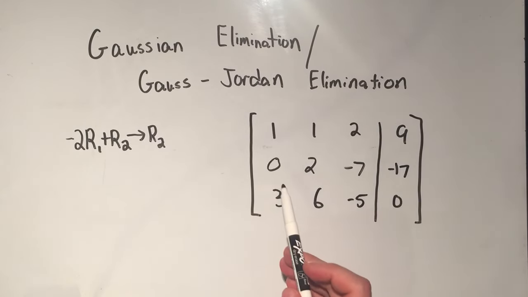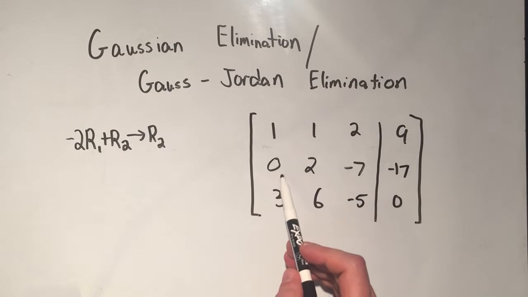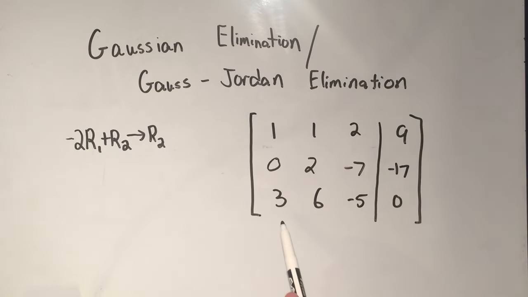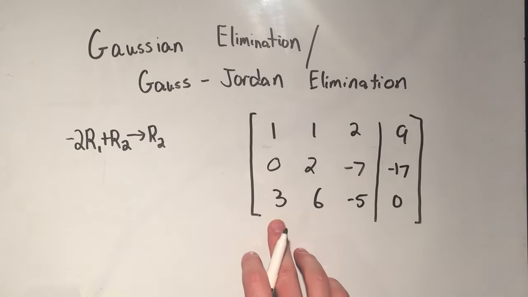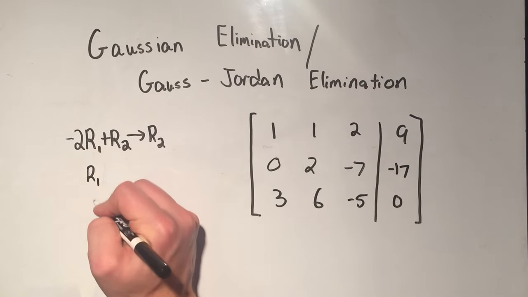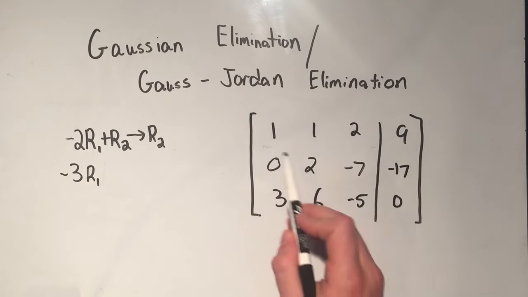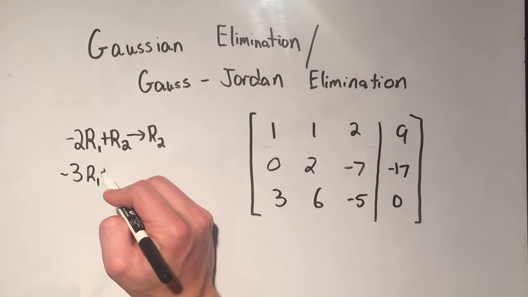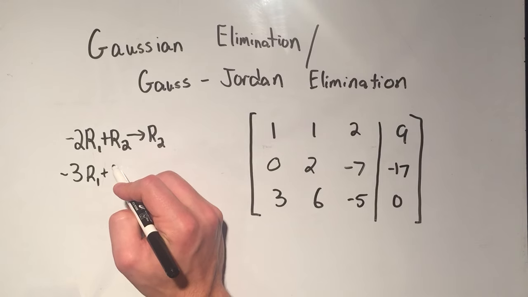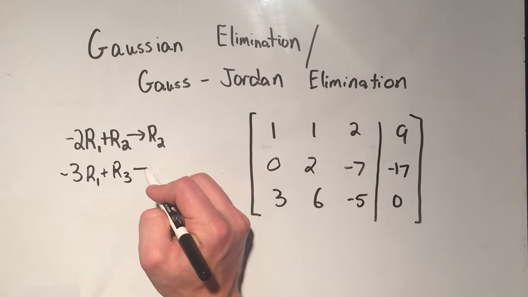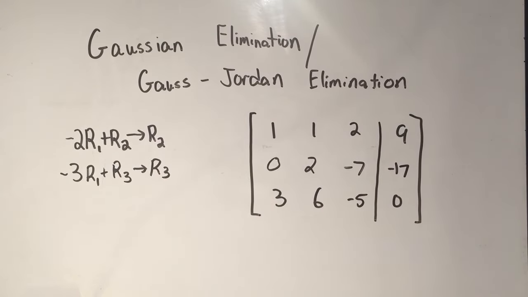So I've accomplished part of my goal in getting zeros underneath this 1, but I want zeros all the way down. Basically, I want this 3 to turn into a 0. Can you guess how I might do that? Well, I want to take my first row, and this time I'll multiply it by minus 3, so I can add it to my third row, and that will cancel out this 3. That's how I'm picking these numbers, so I can get rid of the numbers right underneath. So minus 3 times the first row plus the third row becomes my new third row.